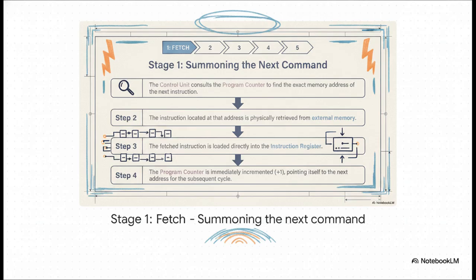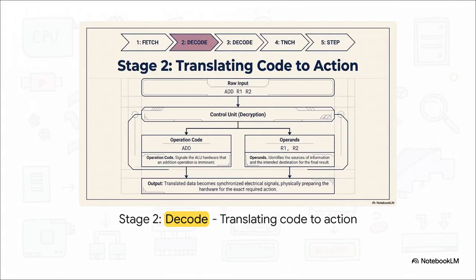First, the control unit checks the program counter to find the exact memory address of the next instruction. It reaches out to external memory, physically retrieves that instruction, and loads it directly into its instruction register. And crucially, the program counter instantly ticks up by 1, so it's already pointing to the correct address for the next cycle.